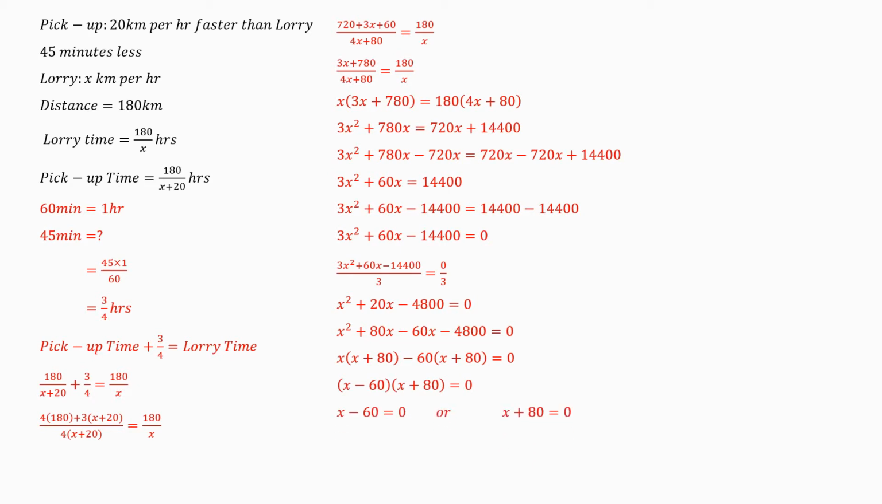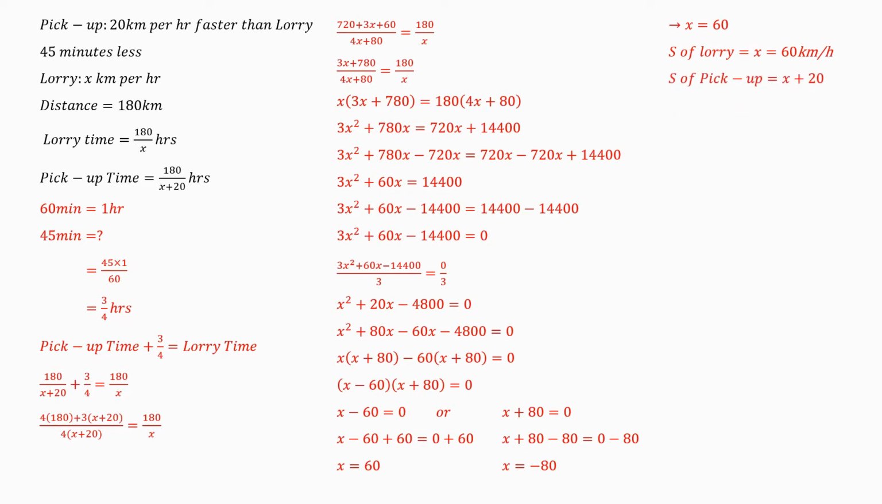And so we have x minus 60 is equal to 0, or x plus 80 is equal to 0. We find the value of x. So x is equal to 60, or x is equal to negative 80. Since we are dealing with speed, speed cannot be negative. So that implies that x is equal to 60. And we were asked to find the speed of the lorry and the pickup. So the speed of the lorry, which is equal to x, is 60 kilometers per hour. And the speed of the pickup was x plus 20, so it is 60 plus 20, which is equal to 80 kilometers per hour.